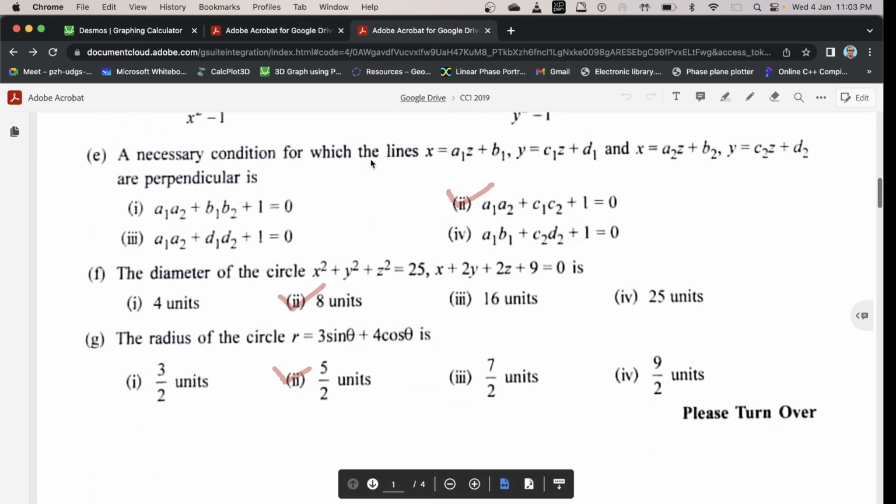Next question. The diameter of the circle x square plus y square plus z square equal to 25, x plus 2y plus 2z plus 9 equal to 0 is. The correct option is 2, 8 units. Here the first equation gives a sphere with center at origin and radius 5 units, and the second equation gives a plane. So combining the equations gives a circle.